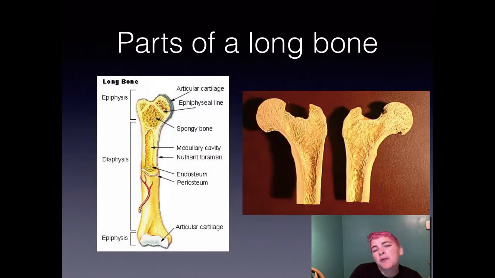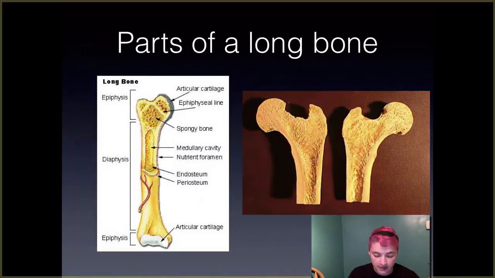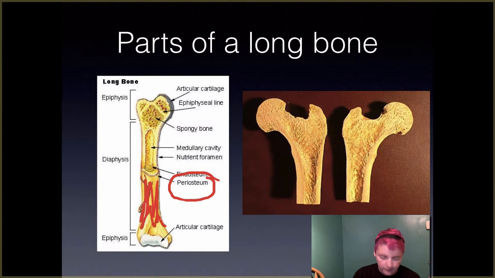If we cut a long bone in half, we can look at the inside of the bone. We have a cavity on the inside of the bone called the medullary cavity, which is what I'm coloring in here. The lining to the medullary cavity is called the endosteum. The lining to the outside of the bone is the periosteum. Periosteum lines the outside of the bone.